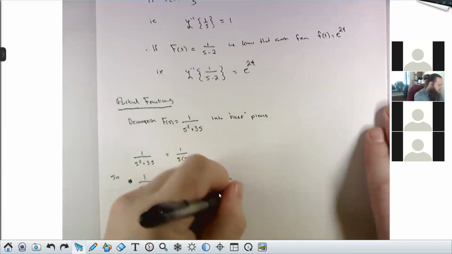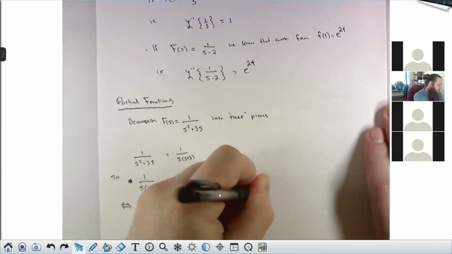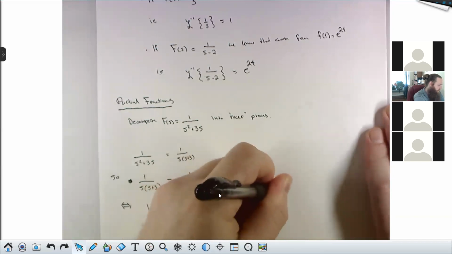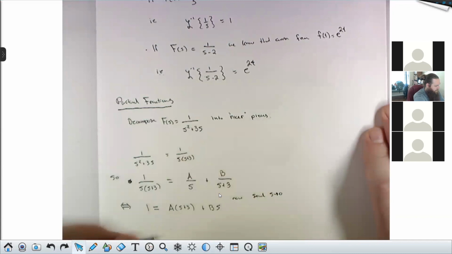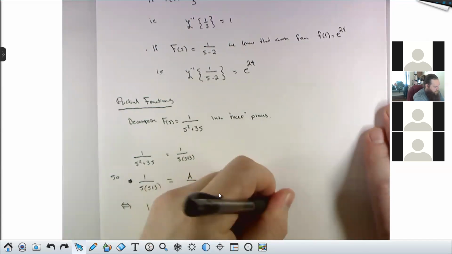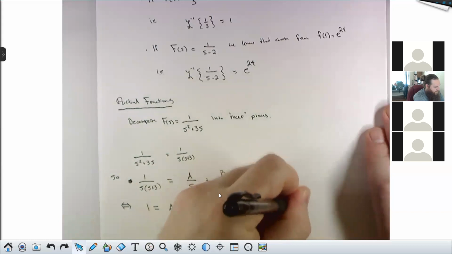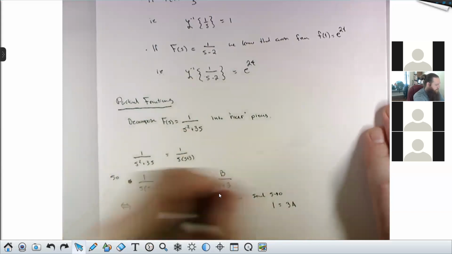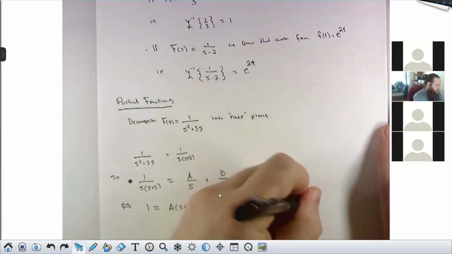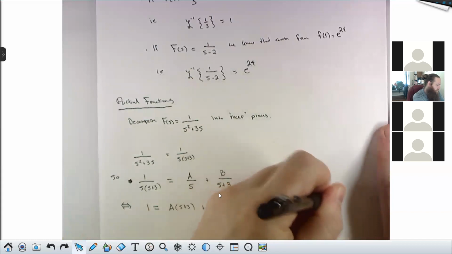And now send s to 0, you'll get 1 equals a times 3, or 3a, plus 0b. So a has to be 1/3.